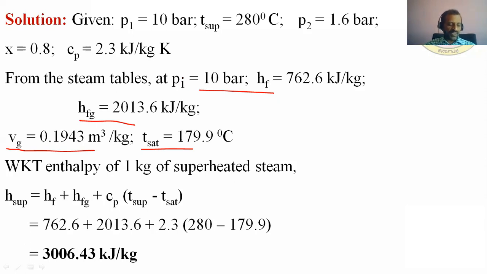10 bar pressure is on page number 11. Open page number 11 of the steam table written by RS Kurmi. Go to the 10 bar pressure column. In that 10 bar row, move horizontally. There he has given the hf value. The hf value is 762.6 kilojoules per kg. This is not given in the problem.